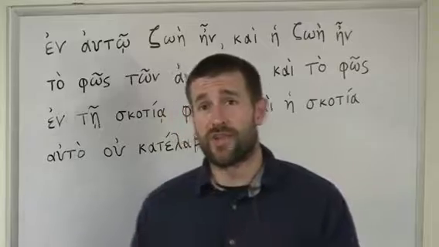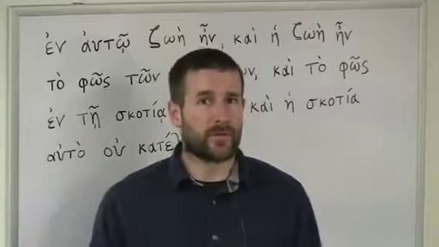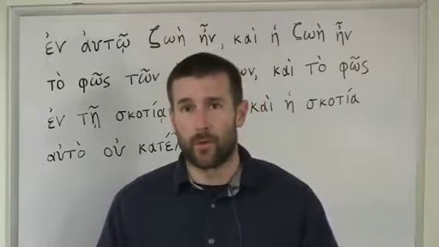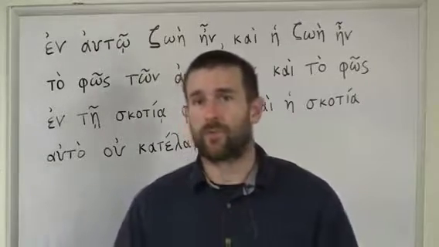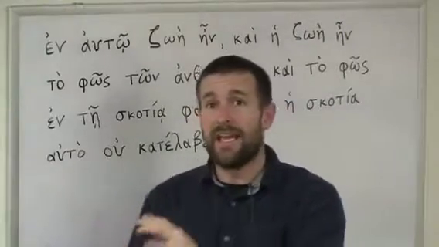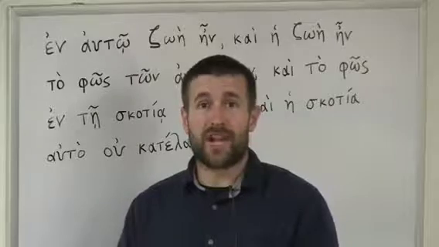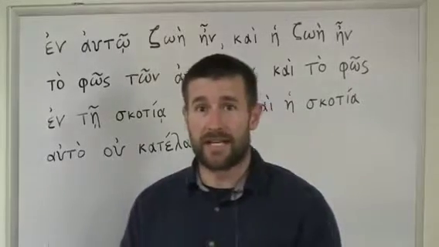Today we're going over John chapter 1, verses 4 and 5 in the Greek New Testament. Normally we only do one verse per lesson, but verse 4 is so simple, there wouldn't really be much to talk about. So we're doing verses 4 and 5 today. In English, these verses read, "In him was life, and the life was the light of men, and the light shineth in darkness, and the darkness comprehended it not."